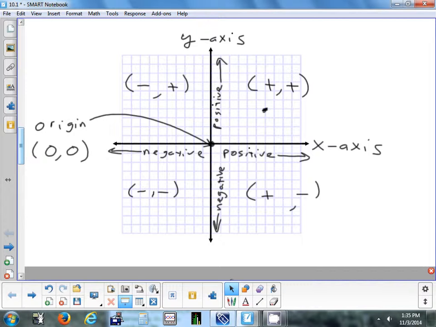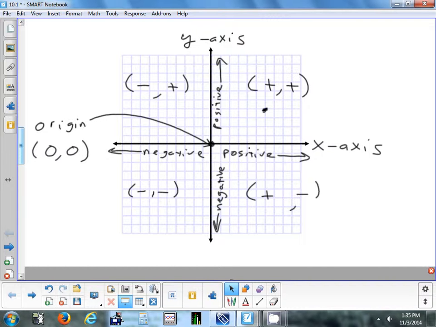Okay, so if you're in the upper right area, all your coordinates have a first number that's positive and a second number that's positive. That's how you get in the upper right, two positive numbers. If you're in the upper left, your first number is going to be negative, and your second number is positive. And then the same thing in other quadrants. Down in the lower left, both your numbers are negative. And in the lower right, the first one's positive and the second one's negative.